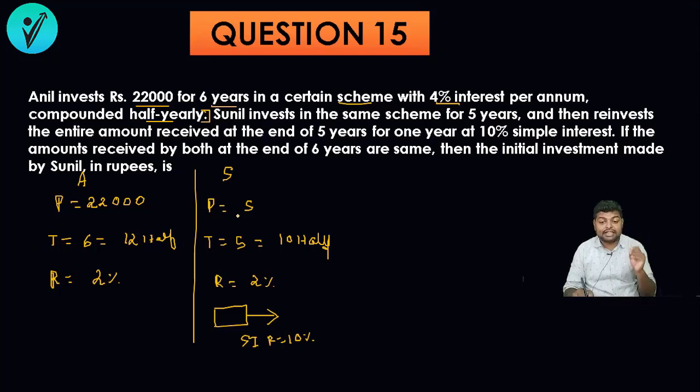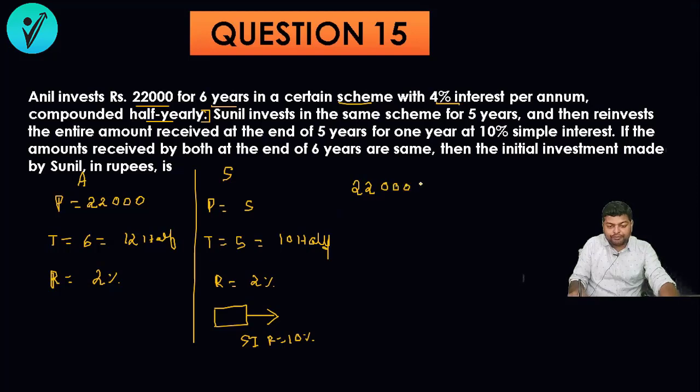Clearly it is said that the amount that they are receiving is the same. So let's equate the amount. First of all, the amount that Anil will be receiving. Effective rate of interest is 2% per half year. So the amount that Anil will receive, can we say that whatever principal it is, 22,000, at the end of the first half year it will become 51 by 50 times. So total how many half years do we have? 12. So it should be multiplied 12 times. So this is the amount that Anil will be getting: 22,000 into 51 upon 50 to the power 12.